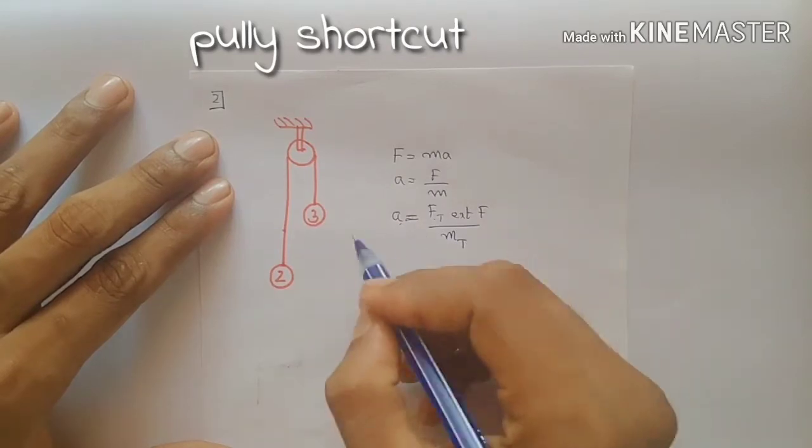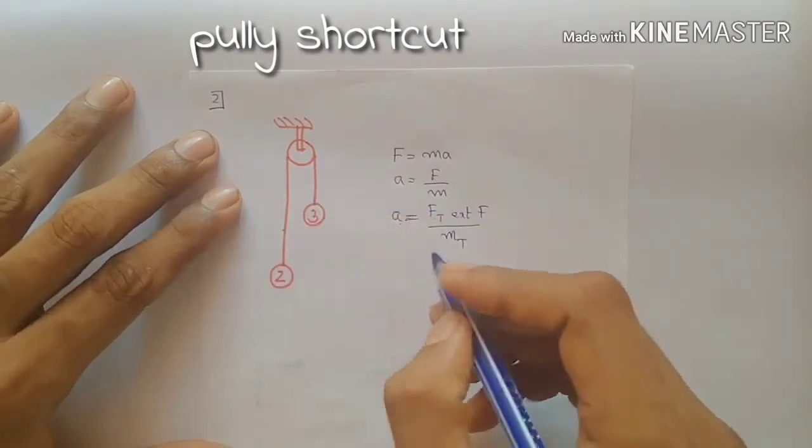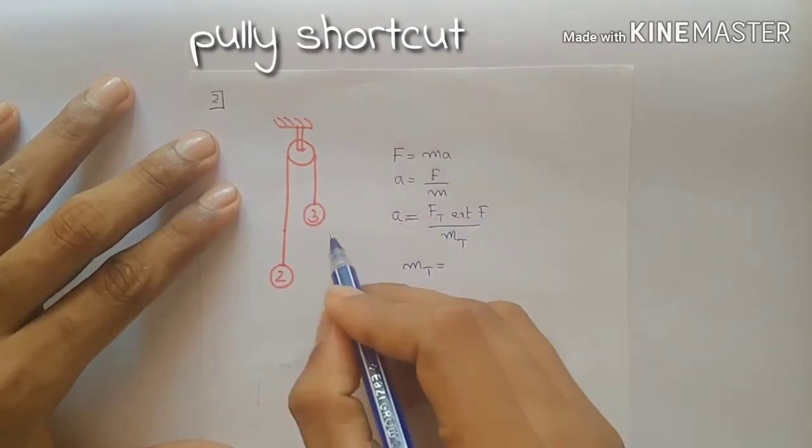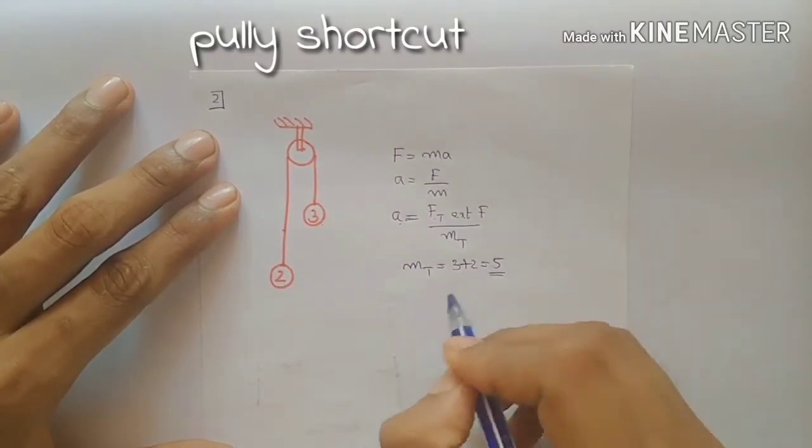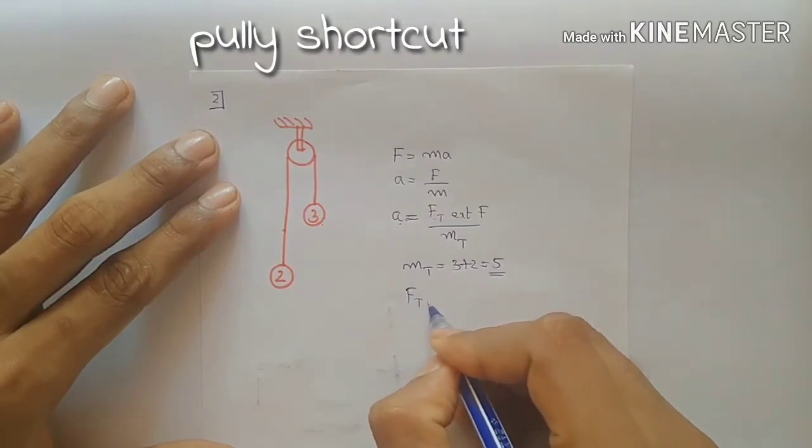I'll say how to use it with the example of this problem. What is the total mass in this case? It is 3 kilogram plus 2 kilogram. It is 3 plus 2, it is 5. Is it clear? Total mass. Then the total external force.